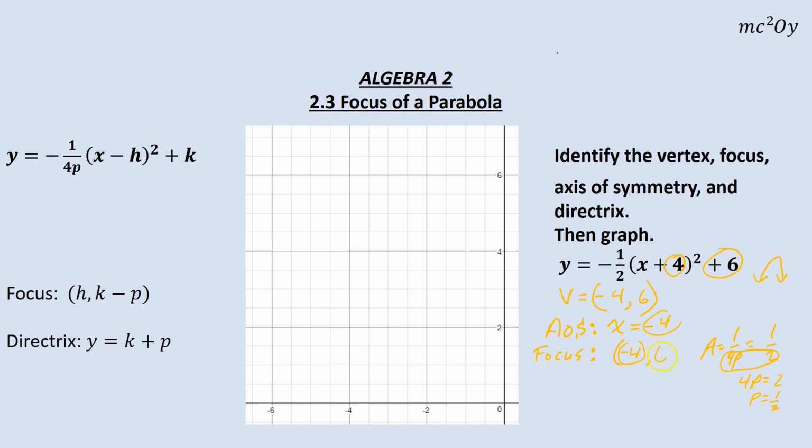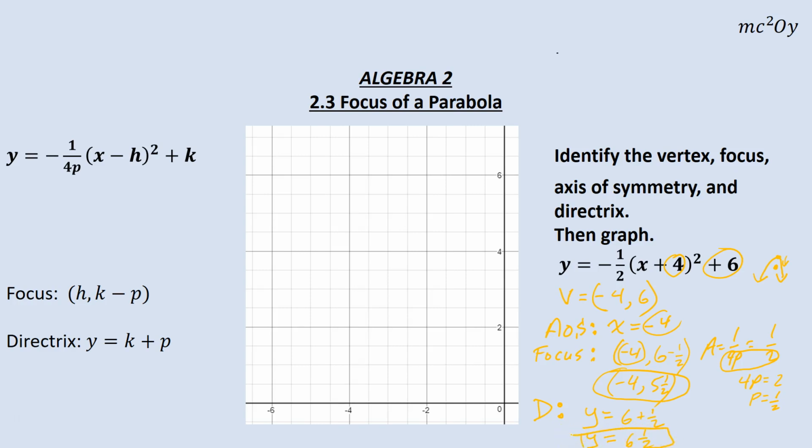So I'm going to start at 6, and this time the focus is going down because our graph is opening down. So the focus is moving down from the vertex. I'm actually going to subtract 1/2, meaning my focus is at (negative 4, 5.5). Since the focus is at (negative 4, 5.5), the directrix is actually moving up. So y equals 6 plus 1/2. Start at the vertex and add 1/2, going upwards, so y equals 6.5.